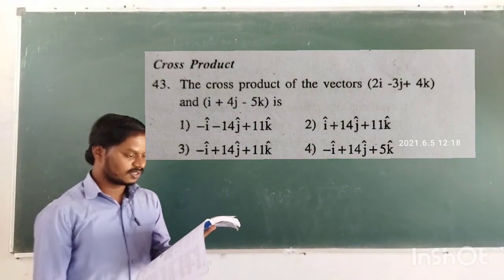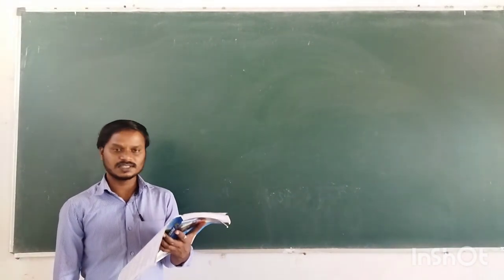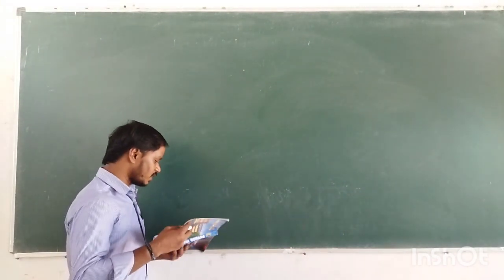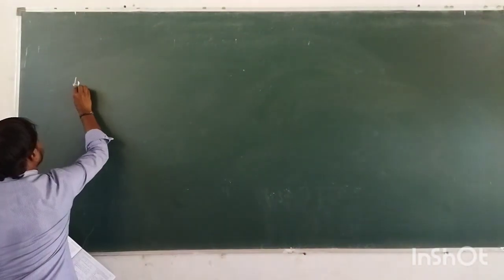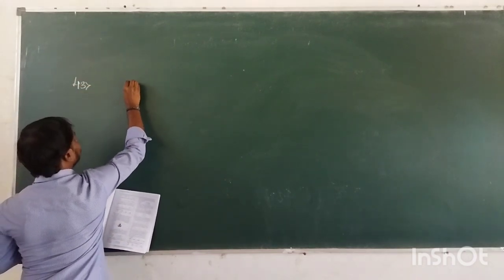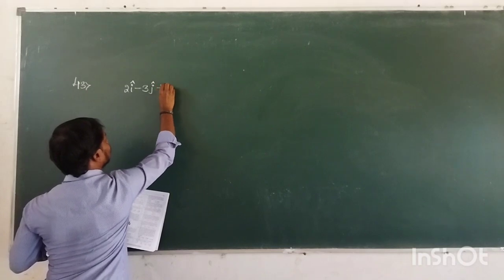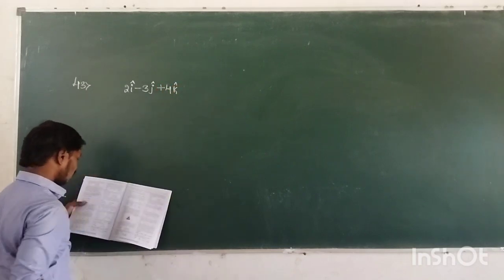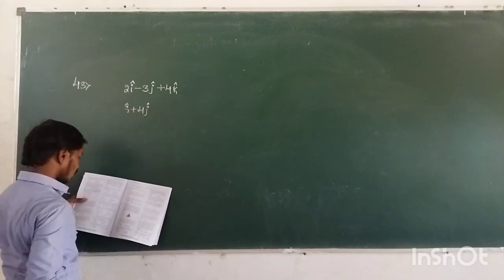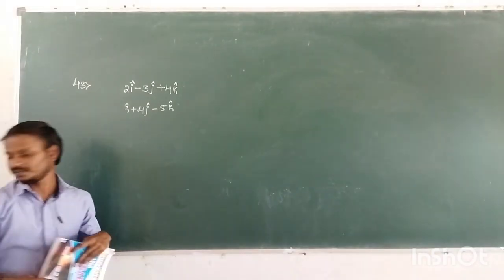The cross product of the vectors 2i minus 3j plus 4k and i plus 4j minus 5k, means we have to find the cross product of the given two vectors. What are those vectors? The first vector is 2i minus 3j plus 4k, and the other vector is i plus 4j minus 5k. So we have to find the cross product of these two vectors.